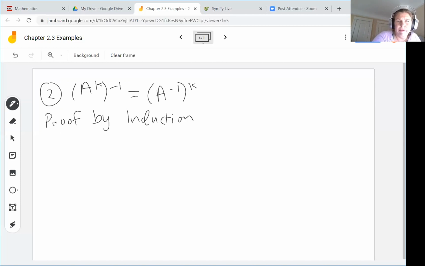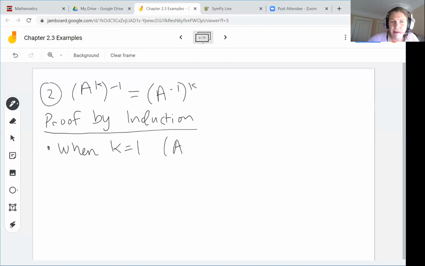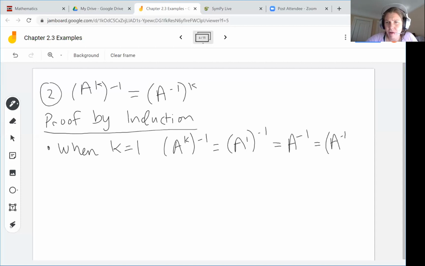All right, so this is going to be a proof by induction. So we check the k equals 1 case. When k equals 1, A to the k to the negative 1 power is A to the 1 inverse, or negative 1 power, however you want to describe it, which is just A inverse, which we can say is A inverse to the 1, which in this case is A inverse to the k. Just squeeze it in there.